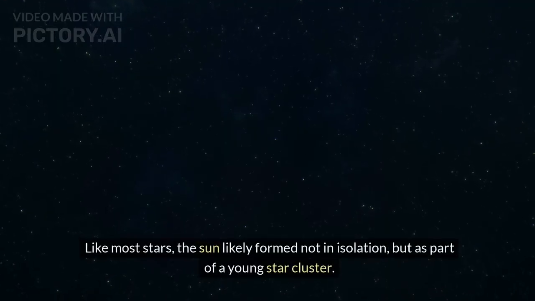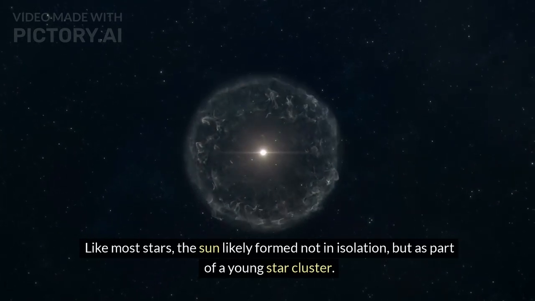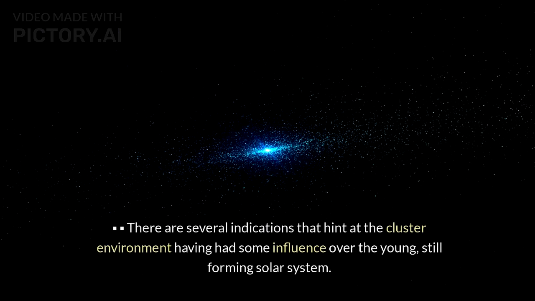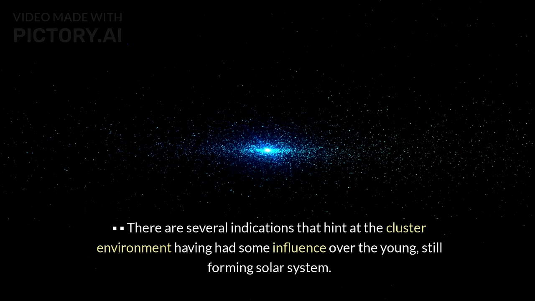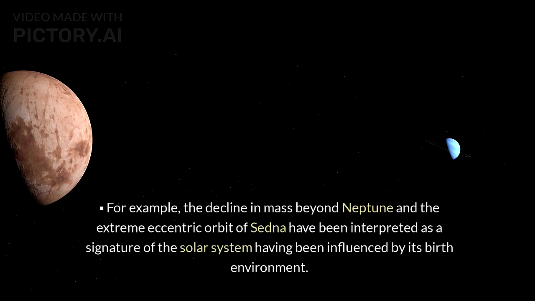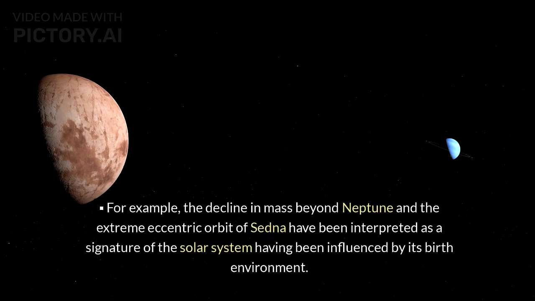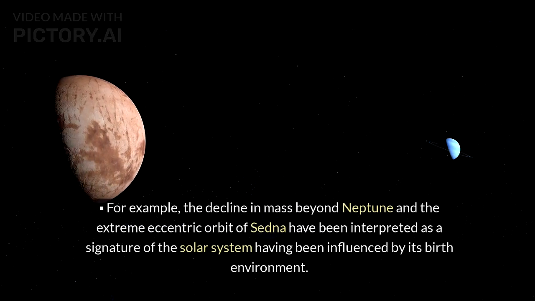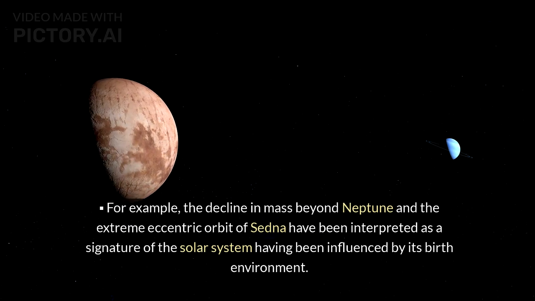Like most stars, the Sun likely formed not in isolation, but as part of a young star cluster. There are several indications that hint at the cluster environment having had some influence over the young, still-forming solar system. For example, the decline in mass beyond Neptune and the extreme eccentric orbit of Sedna have been interpreted as a signature of the solar system having been influenced by its birth environment.